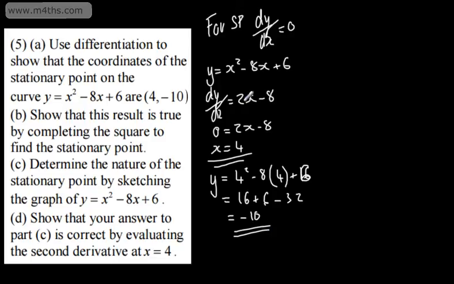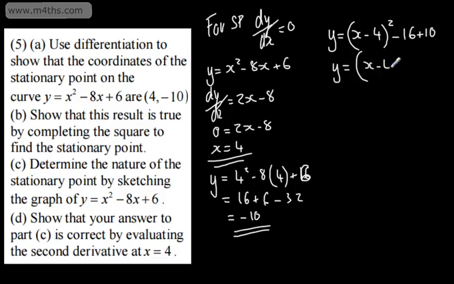So all I've done is substitute that in and find the stationary point. Show that this result is true by completing the square to find the stationary point. Completing the square is an alternative method to find either the maximum or minimum point of a quadratic equation. So if I complete the square, y is going to be equal to x minus half the coefficient, which is minus 4, squared. We subtract away 16 and we add the 6. We can see that y is going to be equal to (x minus 4) all squared, minus 10.